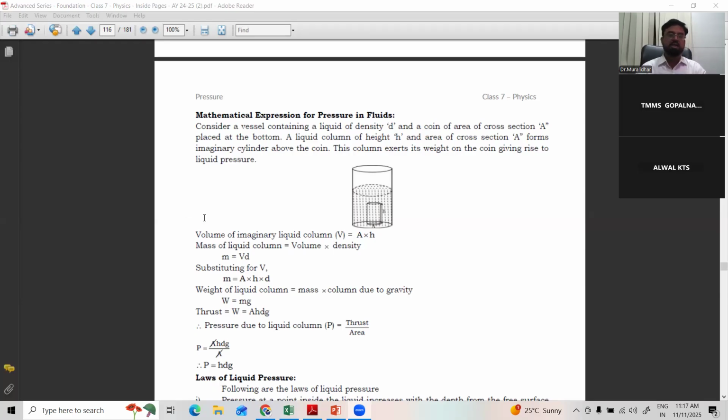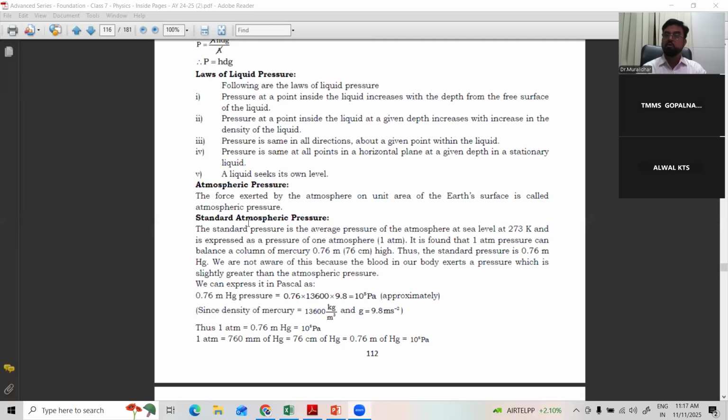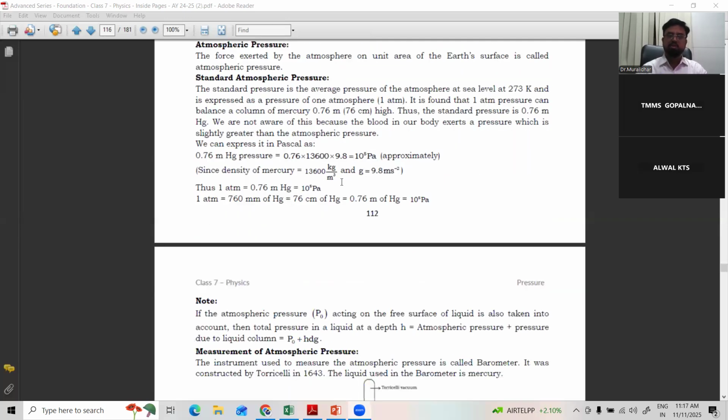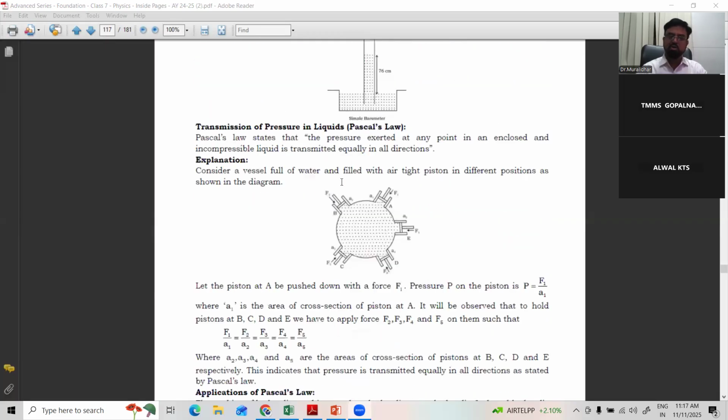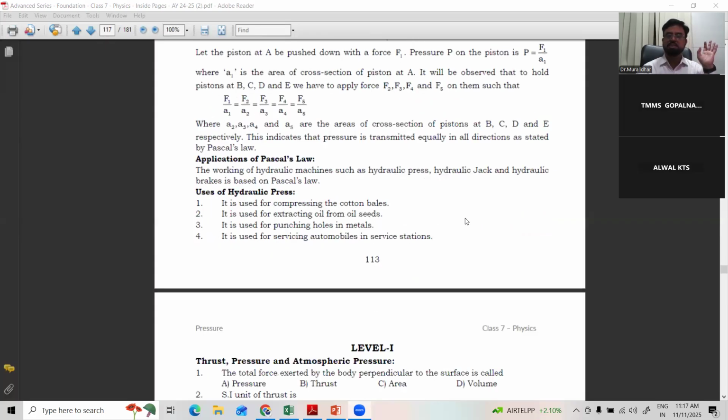That is Bernoulli's principle, in higher classes. So the mathematical expression we have seen. Similarly, the laws of liquid pressure. There are 5 laws. Atmospheric pressure we discussed. Barometer we have seen. And finally, Pascal's law: the pressure exerted by a liquid is equal in all directions. Applications of Pascal's law are in the hydraulic machine.